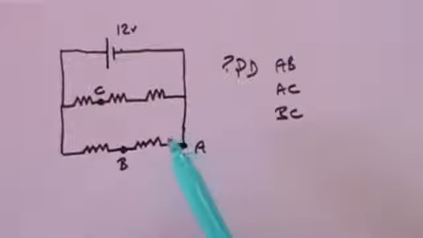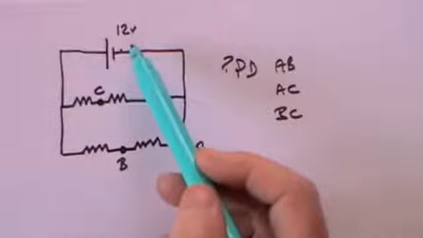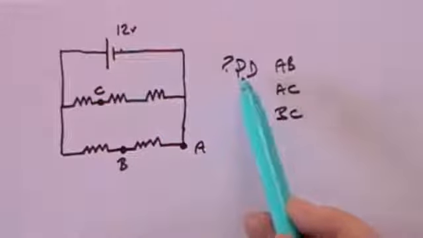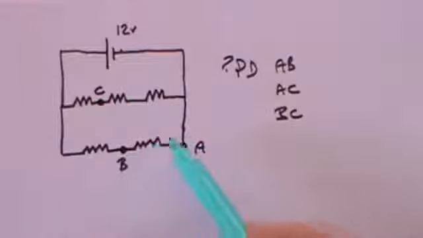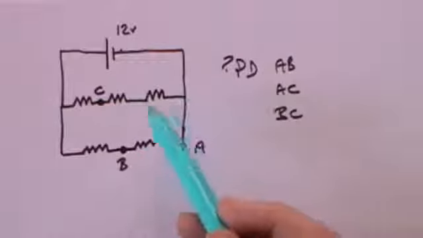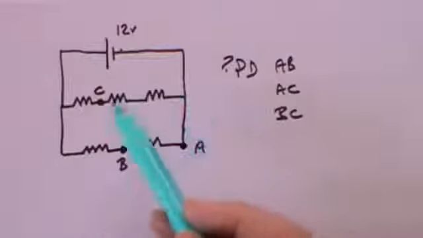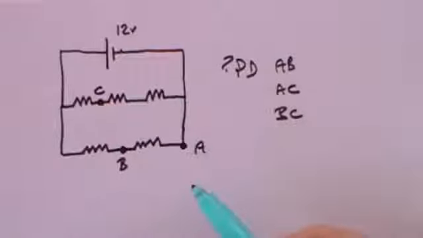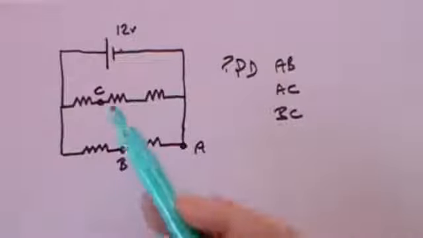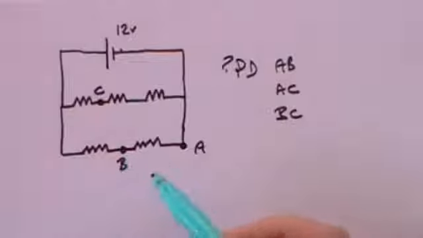We are told that it's a 12-volt battery, and what we are asked to establish is what is the potential difference across AB, that is across this resistance here. What is the potential difference across AC, which is across this section here? And what is the potential difference across BC? Essentially, if we were to put a voltmeter across AB, across AC, and across BC, what would it read?